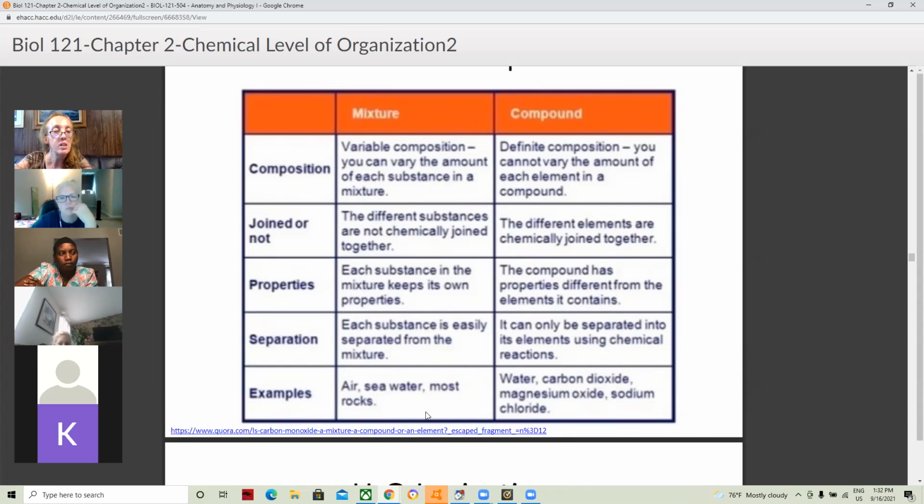Examples of a mixture are air, seawater, moisture on most rocks. In a compound: water, carbon dioxide, magnesium oxide, and sodium chloride.